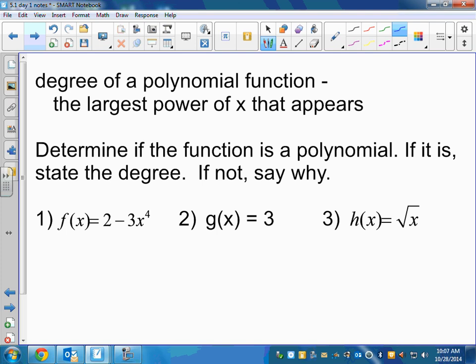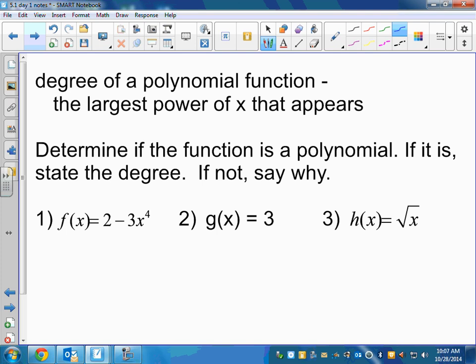So the first part of your homework is just these 3 questions. It says determine if the function is a polynomial. That means no crazy stuff. And if it is a polynomial, tell me the degree. If not, tell me why not. And I'm okay if you just circle why not, or a couple words. You don't have to write a paragraph here.